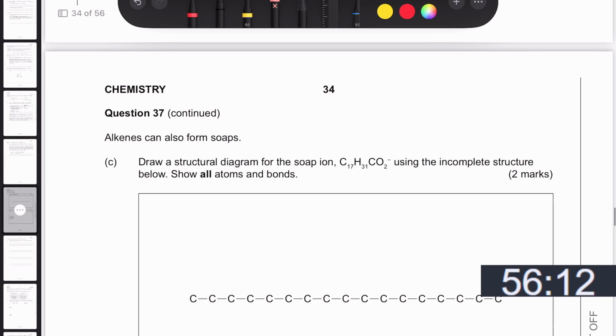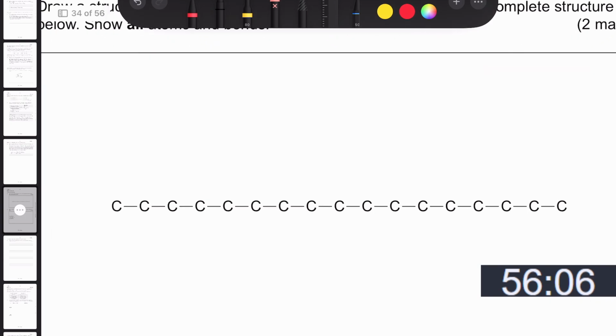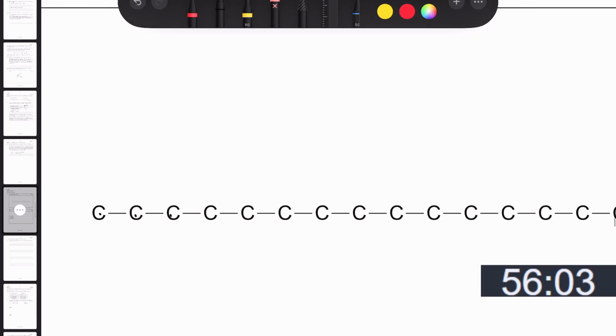Okay. Alkanes can also form soaps. Draw a structural diagram for the soap ion using the incomplete structure below. So I have 1, 2, 3, 4, 5, 6, 7, 8, 9, 10, 11, 12, 13, 14, 15, 16, 17. There's 17.